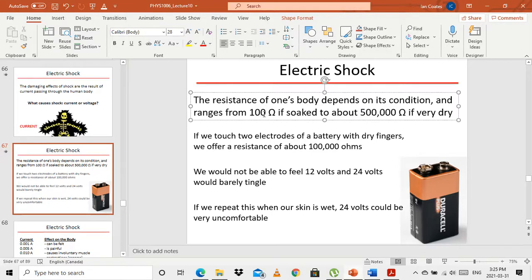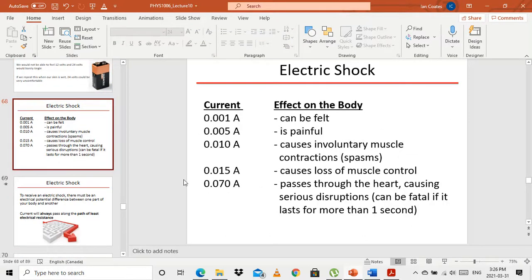Not so here. If we touch two electrodes of a battery with dry fingers, we offer a resistance about 100,000 ohms. You'll make it. You're okay. We would not be able to feel 12 volts, and 24 volts would barely tingle. If we repeat this with our skin being wet, 24 volts would be extremely uncomfortable. Okay, so that's kind of a little interesting little bit of information.